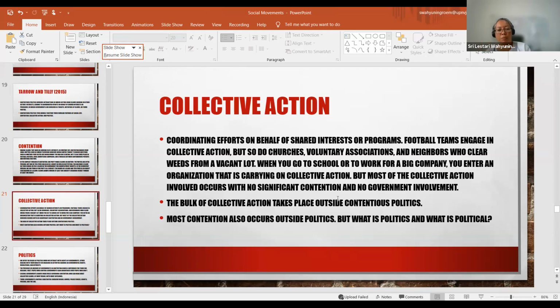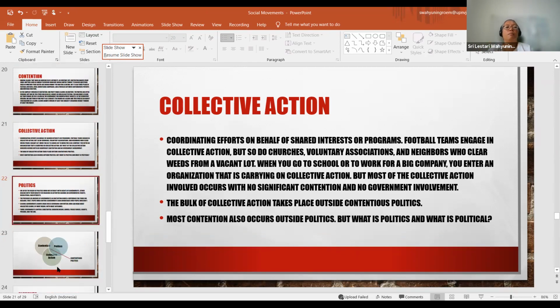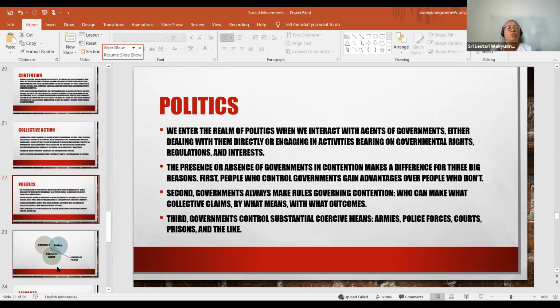The bulk of collective action takes place outside contentious politics. Most contention also occurs outside politics, but what is politics and what is political? That's the thing that we go on to, the third character, politics.